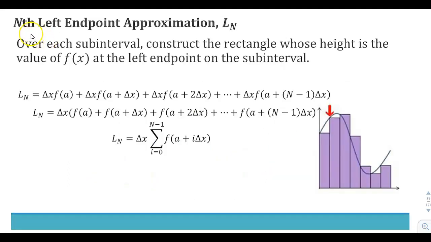Now we're going to get a little bit more technical and think about the nth left endpoint approximation, L sub n. So over each subinterval, we construct the rectangle whose height is the value of f of x at the left endpoint on the subinterval. So we did an example of this, but it's formally coming from this definition here, which can be a little bit hard to understand, so we're going to go ahead and label up our graph to make sure we understand the notation.